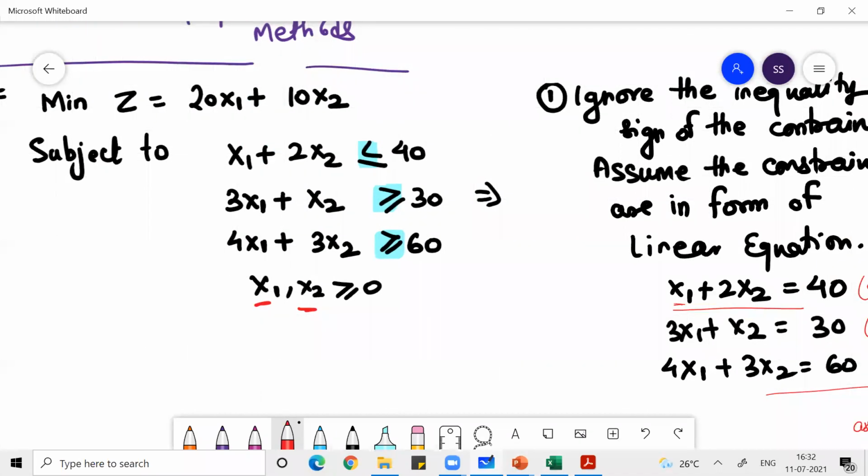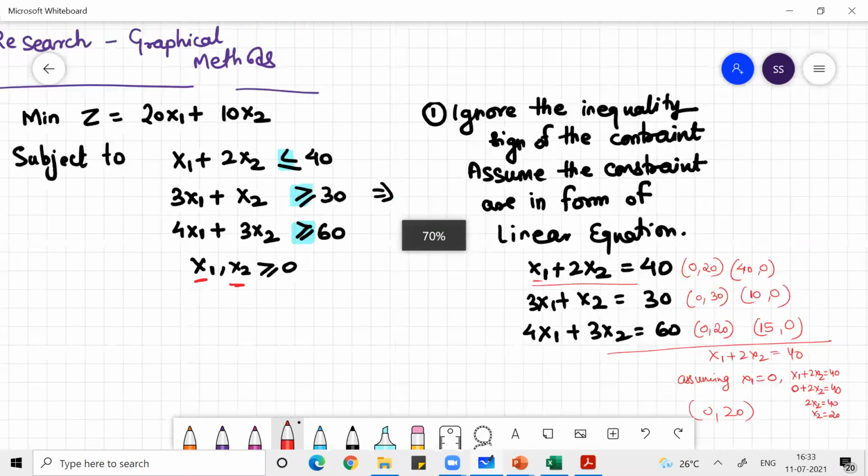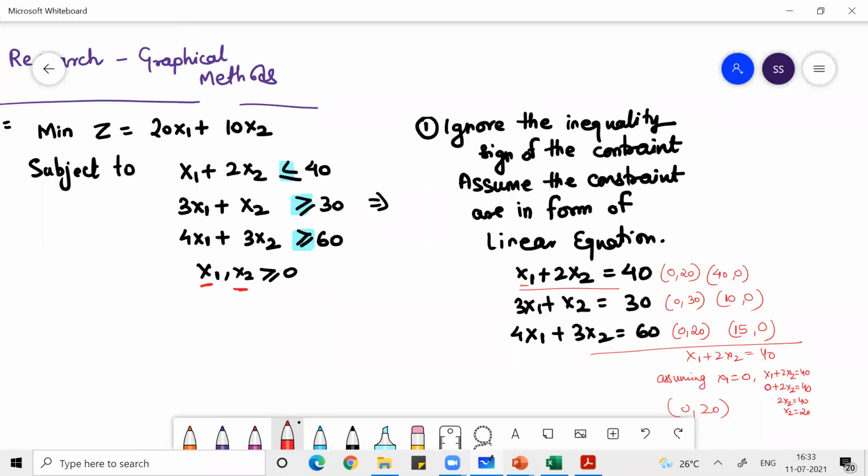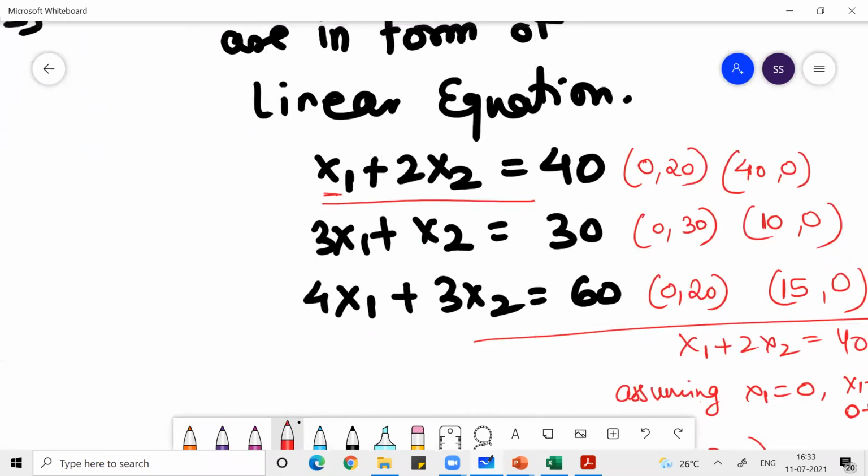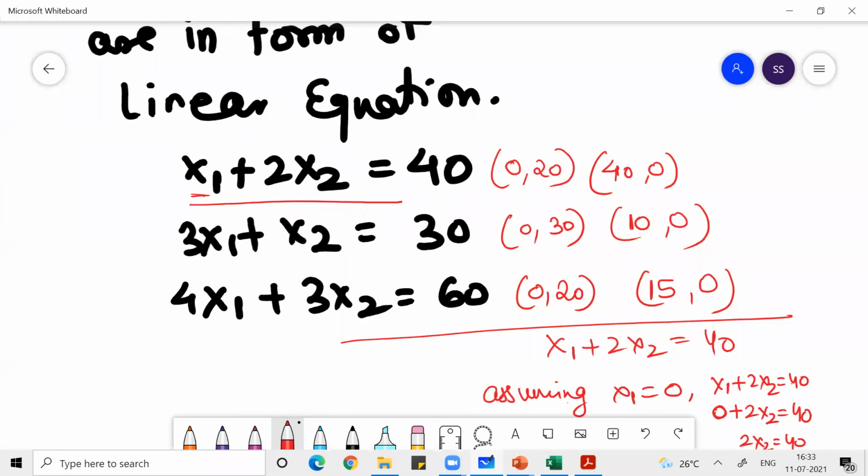Whenever we have a graphical method to solve the problem, we see the constraints in less than or greater than inequality form. We remove the inequality sign for the time being, assuming there's no inequality sign. Then we write the constraint in the form of a linear equation and find the coordinates for it. Is this clear, everyone?